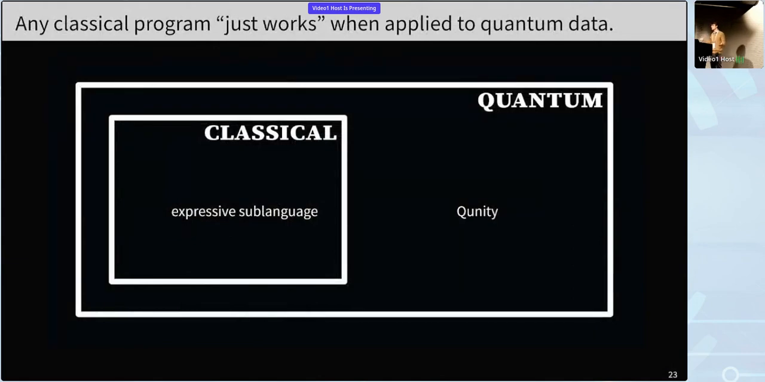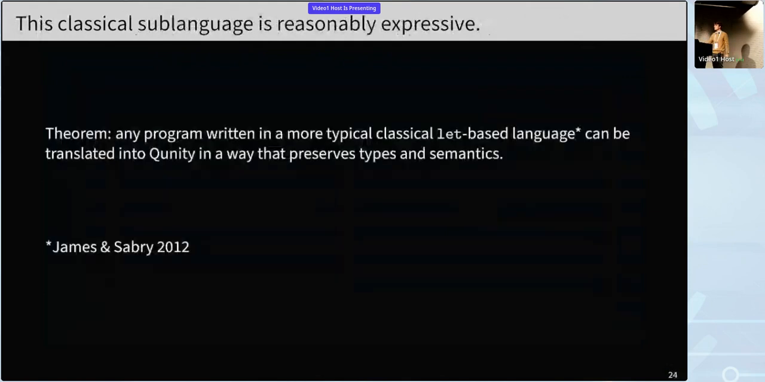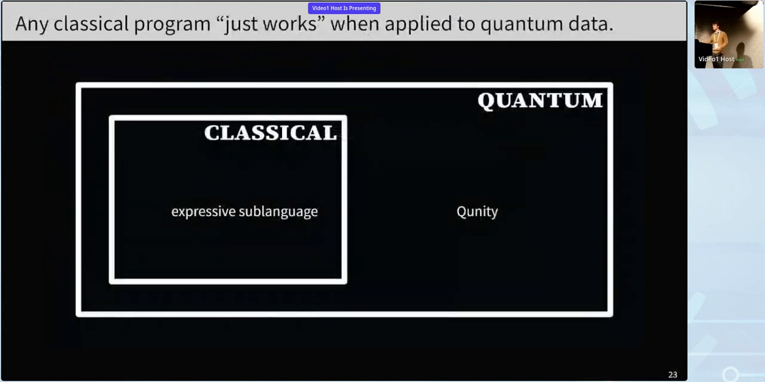So the first principle of the language is generalization of classical constructs. And the main benefit of this is that any classical programming just works when applied to quantum data. I guess you only need to write one addition program or one of any classical algorithm. You don't need to write a separate implementation for the part that's running on quantum hardware. And for this argument to be justified, we need to show that this classical sublanguage, which is up here, is reasonably expressive.